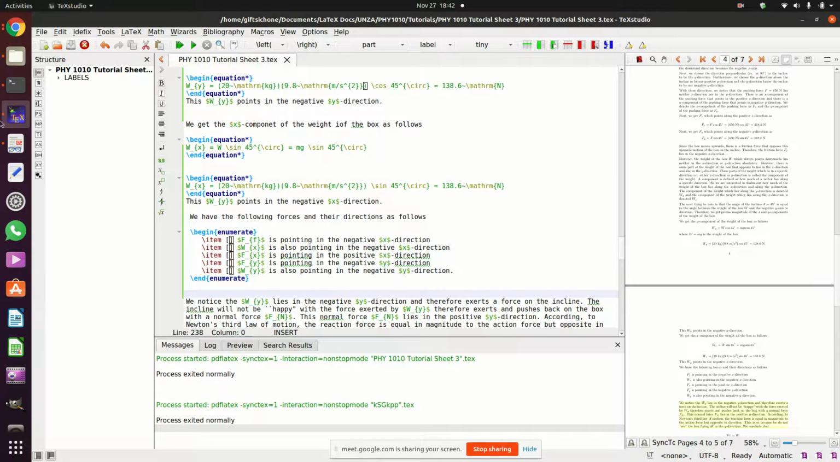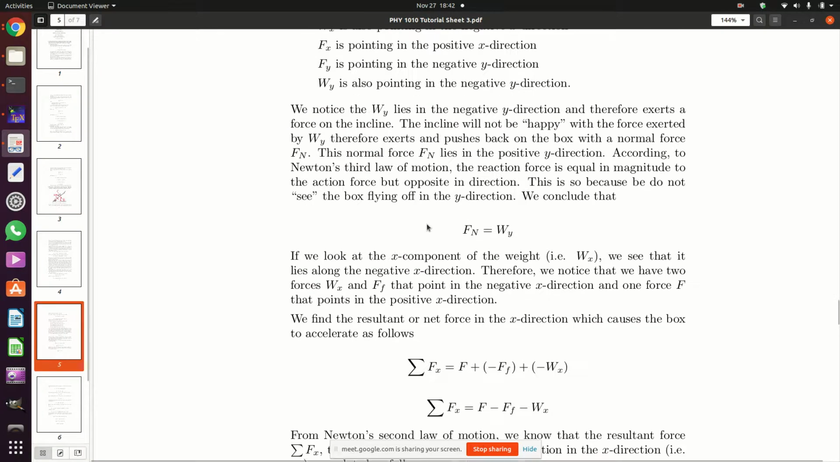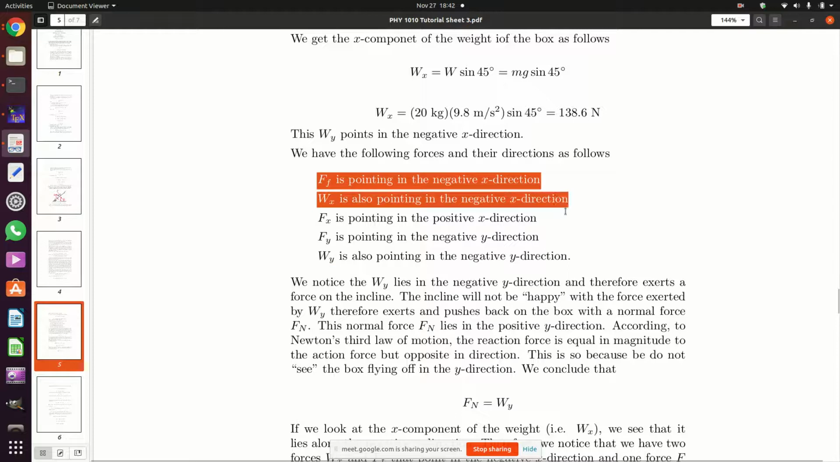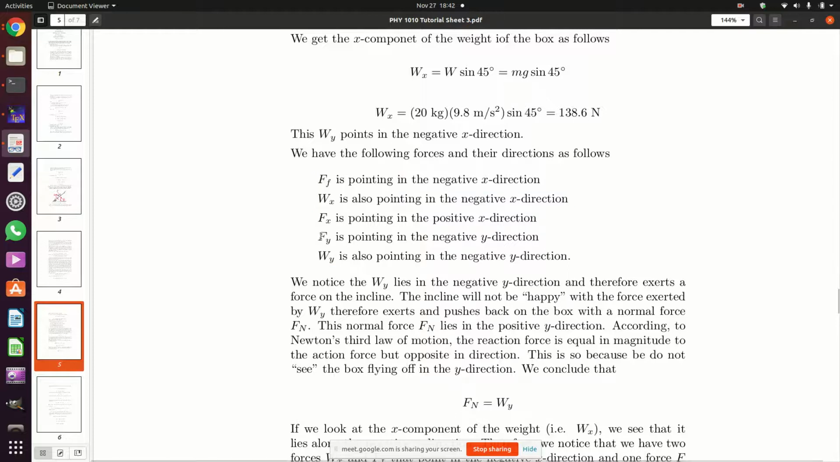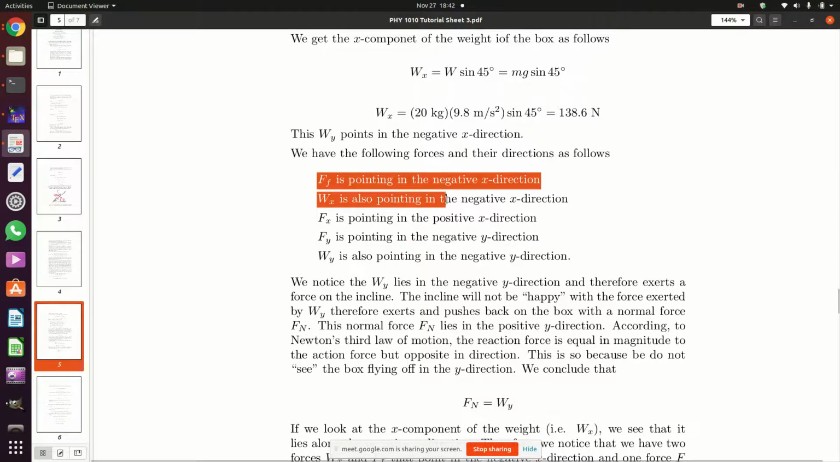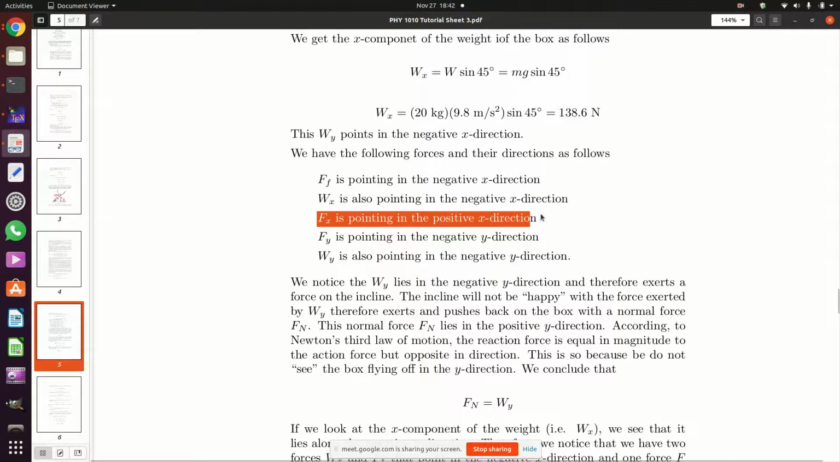So what do we see? We have two forces, this Fy and Wy. We have got two forces pointing in the negative y direction. You have got one force pointing in the positive x direction. But at the moment, we do not have a force pointing in the positive y direction. Okay.